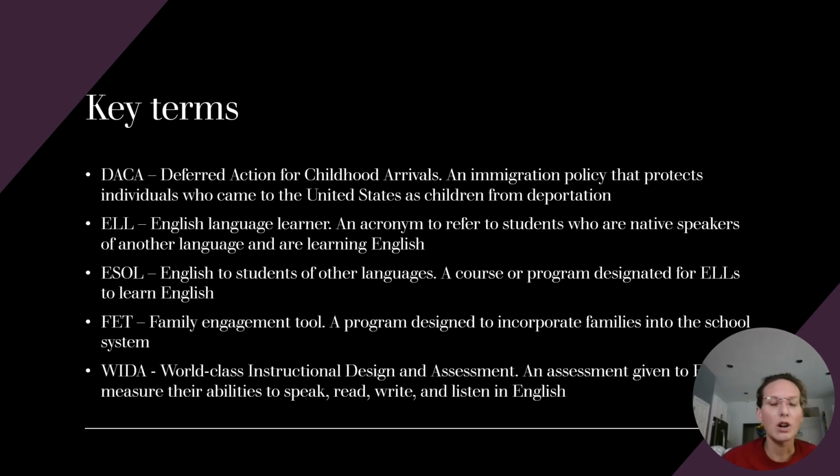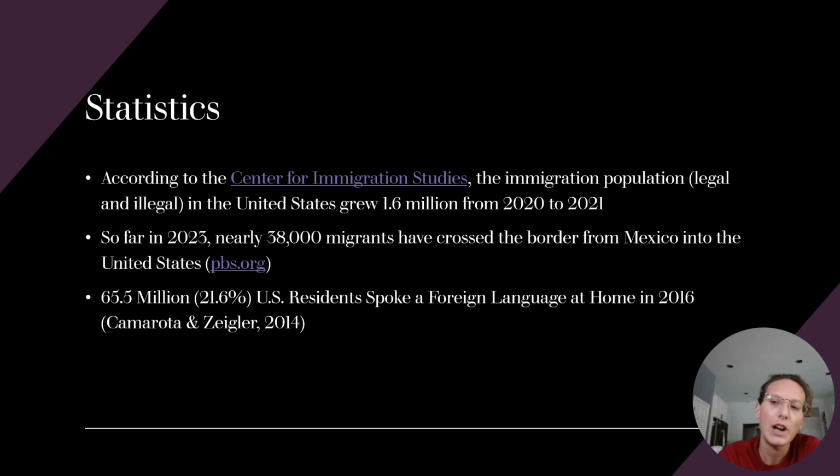So continuing on, before we get into things, these are just some statistics that are eye-opening. The Center for Immigration Studies says that legal and illegal immigrants in the United States grew 1.6 million from 2020 to 2021, which is astounding. The chances are that we are going to experience an ELL, if not many, in our classrooms and schools this year, just because of the sheer number.